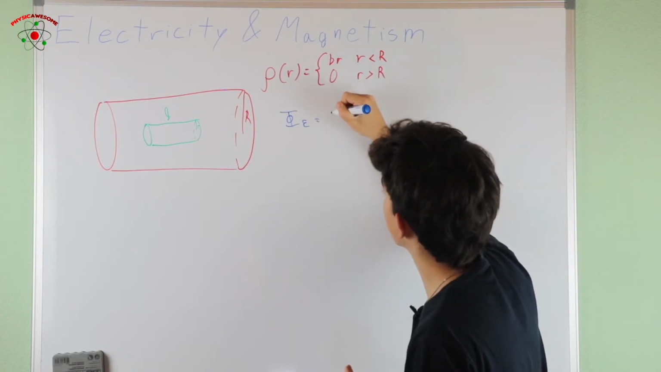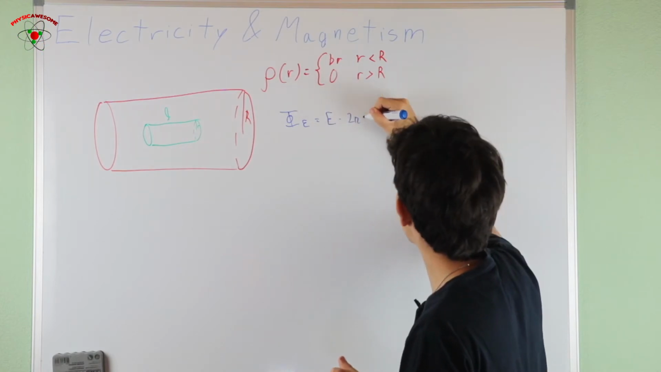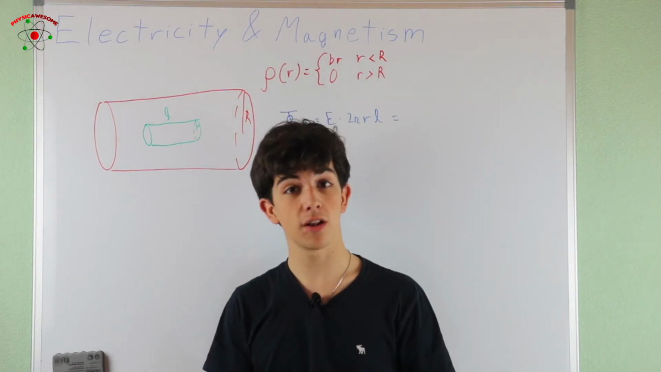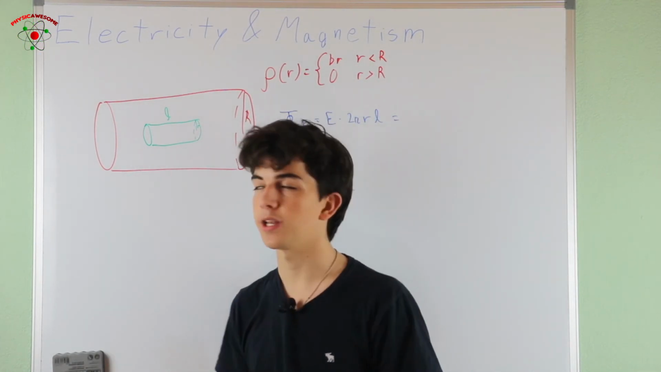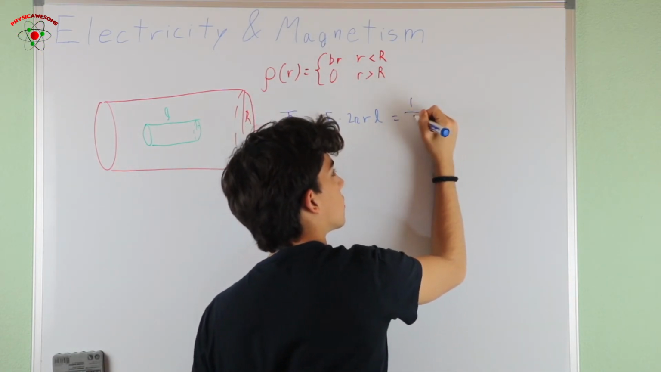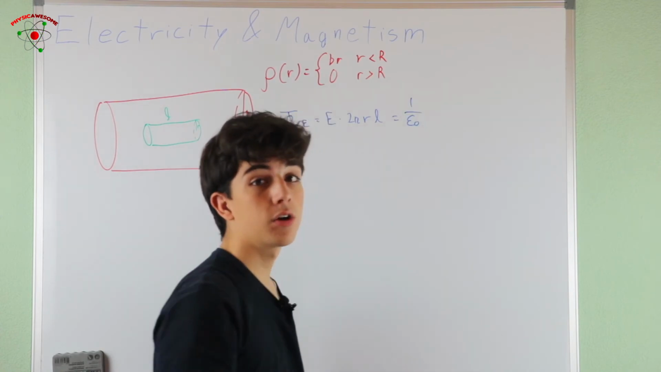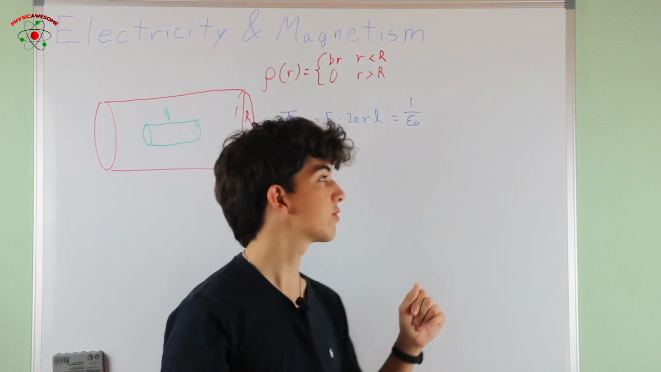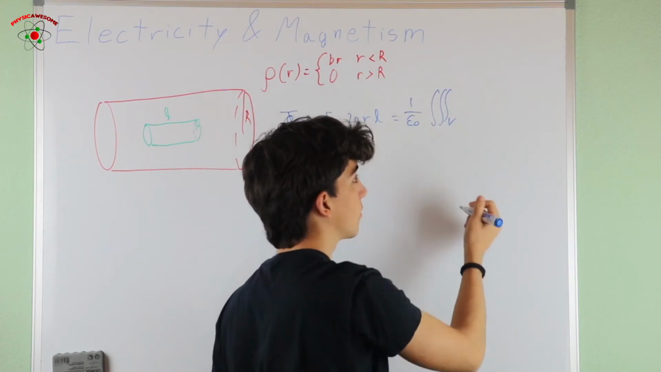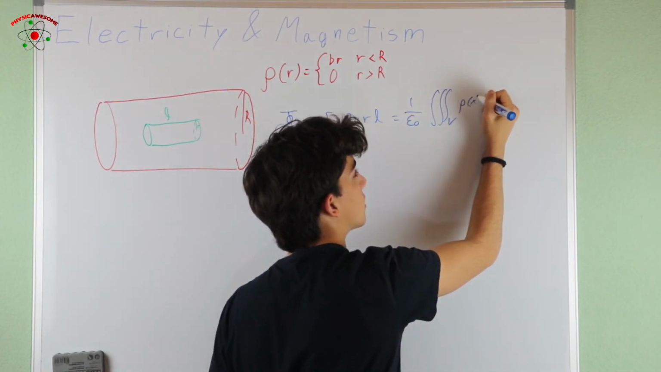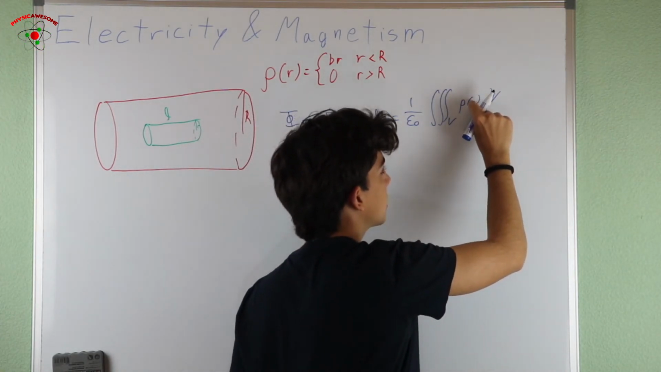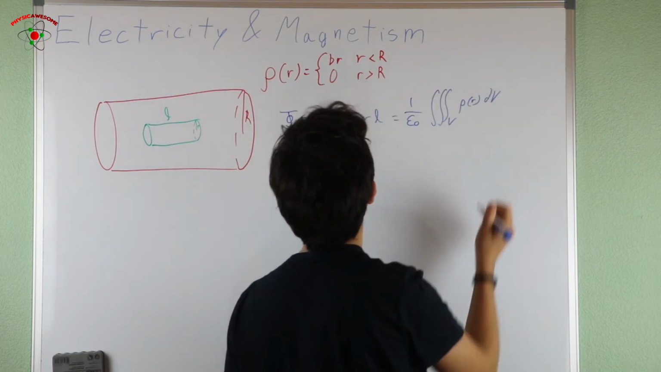We are going to have E times 2 pi r L. But now, when talking about the charge enclosed, that is when things get more complicated. We're going to have 1 over epsilon naught, and now we need to define the charge enclosed as an integral. The integral over the volume of the charge density dV. That depends, sorry, not on x this time, but it depends on r.